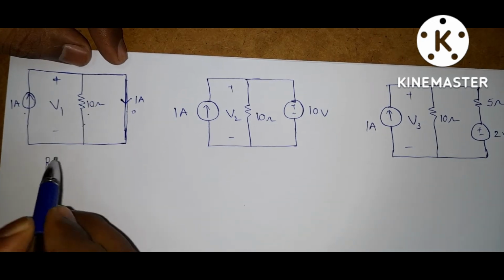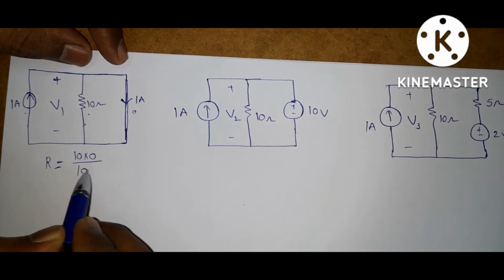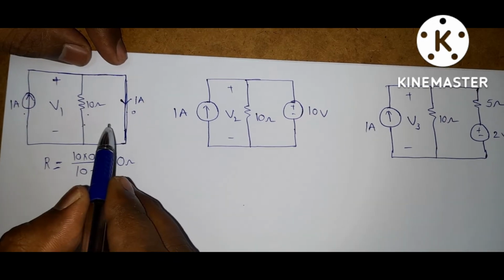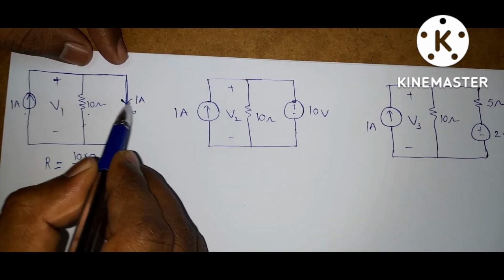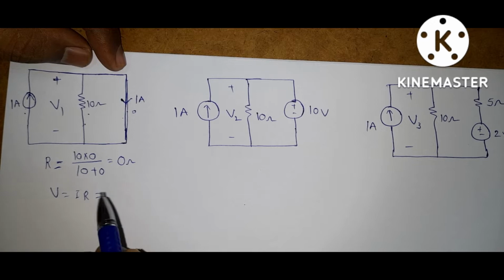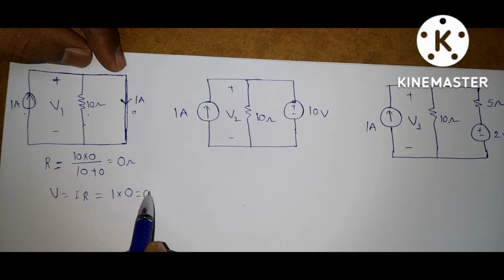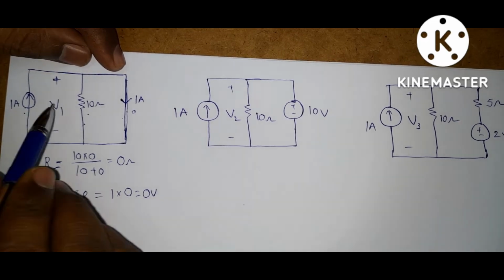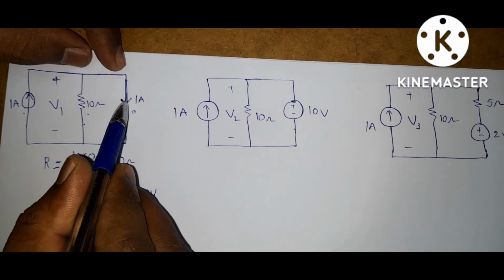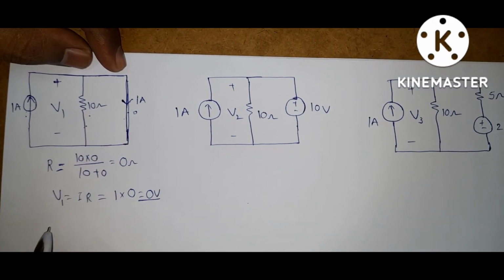What is R equivalent? If resistors are connected in parallel, it is R1 R2 by R1 plus R2, so 10 into 0 by 10 plus 0, and 0 into anything is 0. Again it is a short circuit. So current always chooses the short circuit path. Voltage across the short circuit is V equals IR. Here current is 1 amp, resistance is 0, so this is 0 volts. That means the voltage across a short circuit is always 0 volts, and current always chooses the short circuit path. So here V1 is 0 volts.